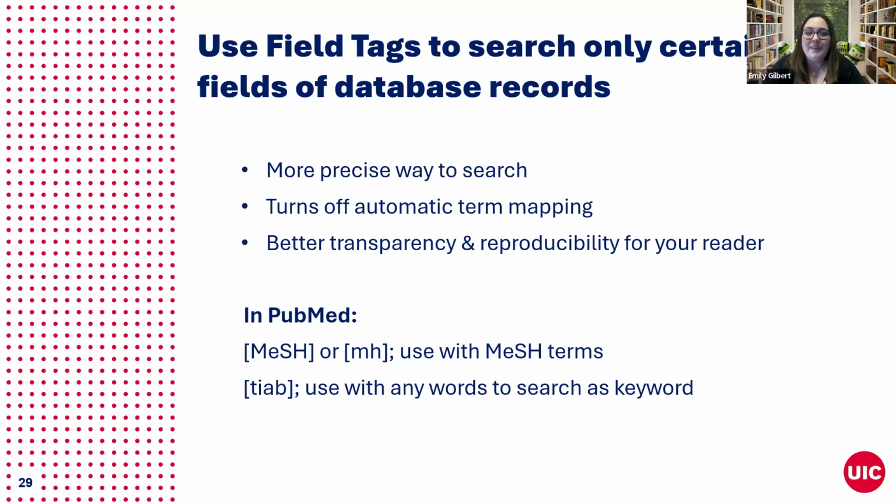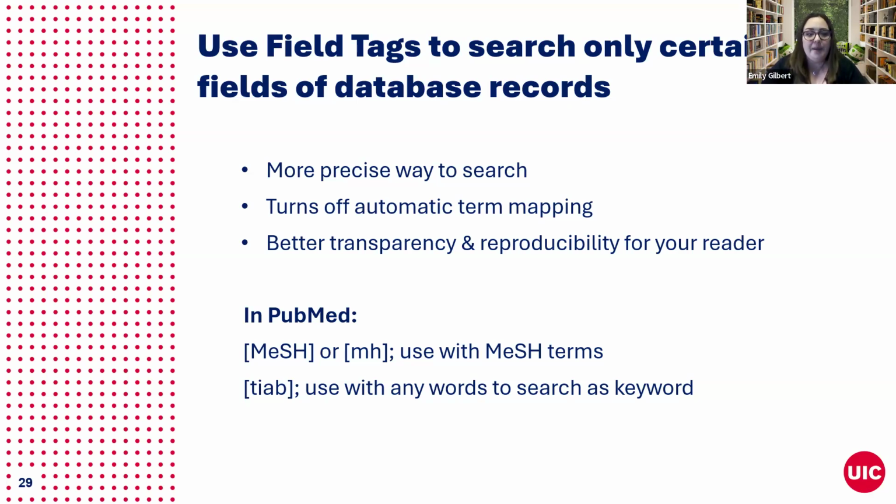So it's a good thing to do the field tags so you turn that off, because we want to control the systematic search that we're doing so we can make it very transparent and reproducible. That is the goal. So in PubMed, MeSH or MH for MeSH heading, that's what you use for MeSH terms. They would go right after your term and in brackets.